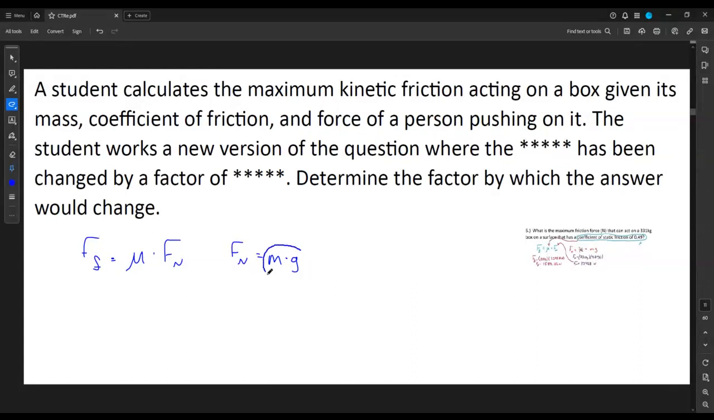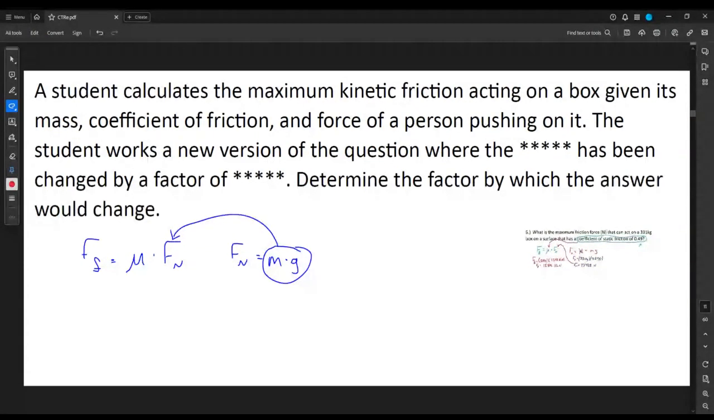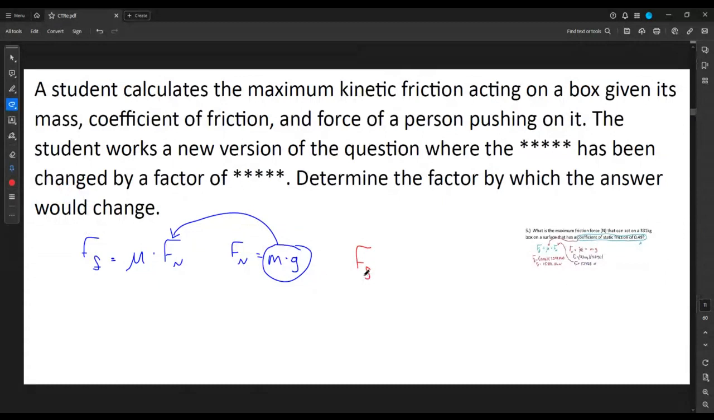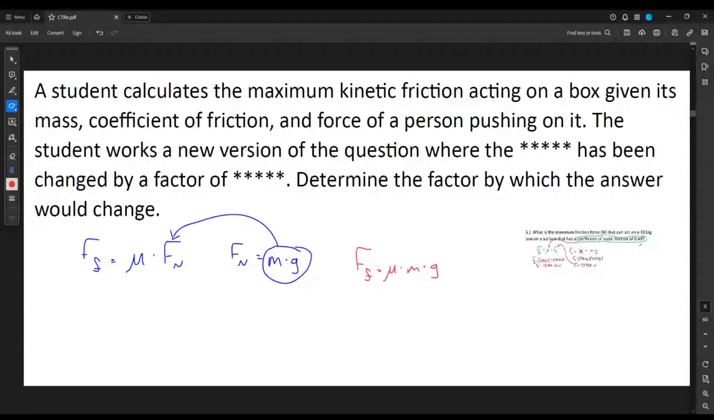And so now you can take what normal force was equal to and plug it back into the formula, and we can combine this. Instead of working through two pieces, we can see it all at once. So if we decide to, we can combine those and say that the force of friction is equal to mu times mass times gravity. Okay, and then let's think about the different changes that might come from this.